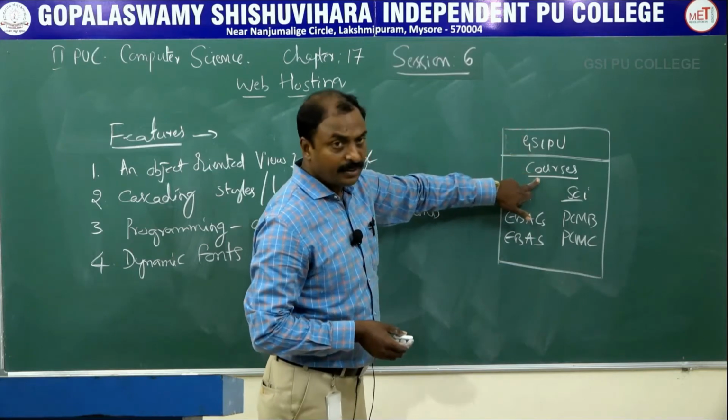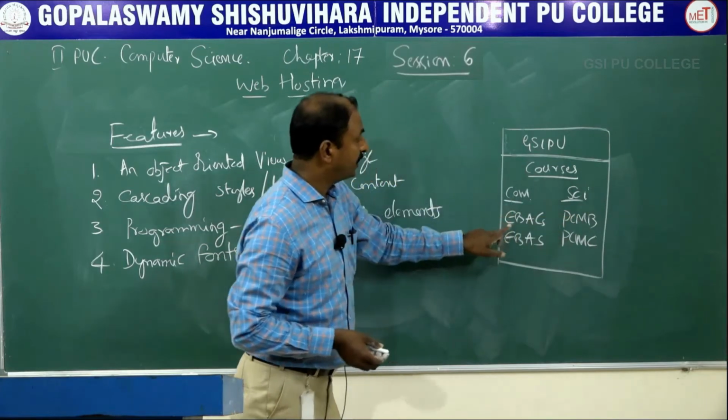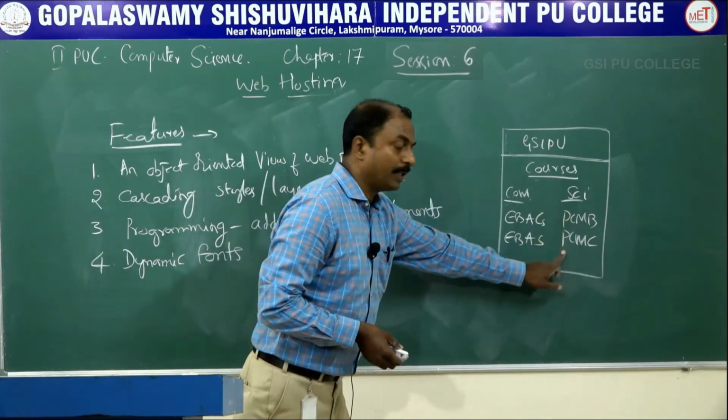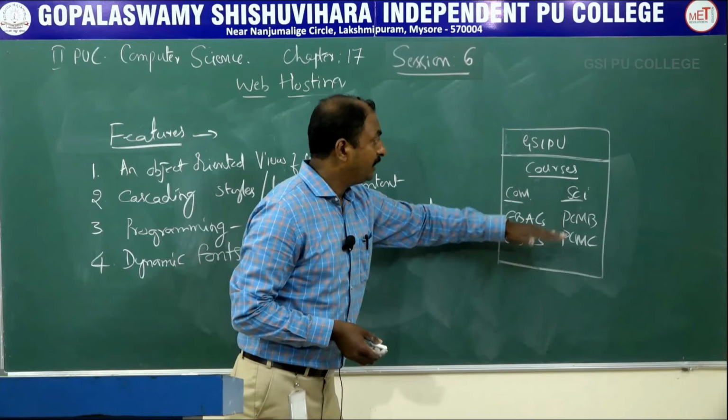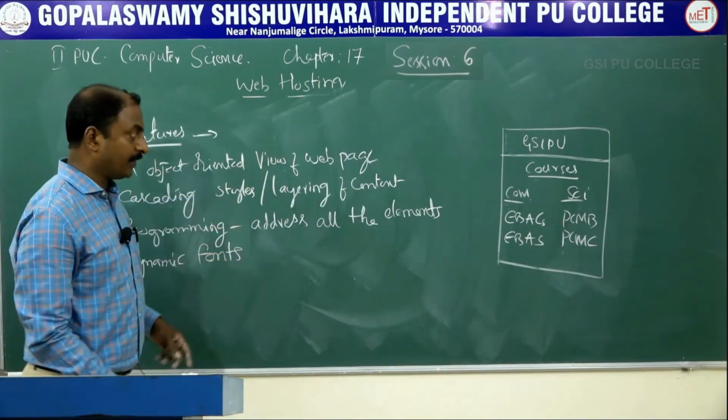Under this we have a subheading. Under this we have two tabs here, commerce and science. Under this we have number and the combinations available under these sections. In this one, if I talk about what is the object oriented view, what is the meaning of that?